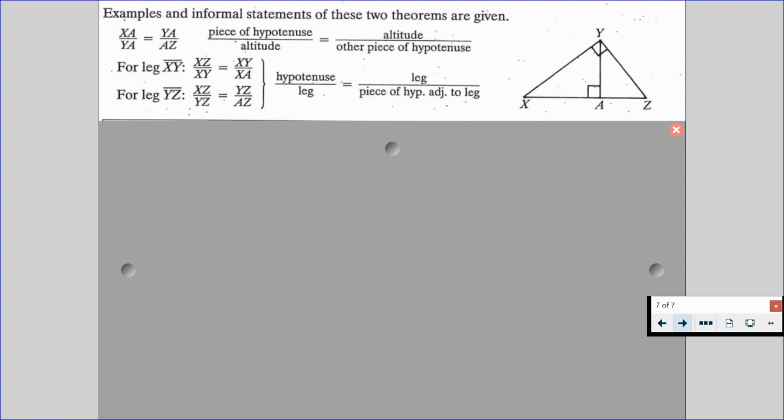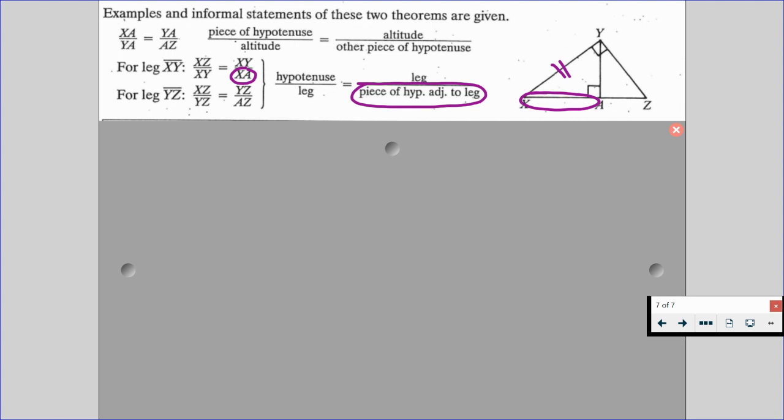So if we're talking about XY, we're talking about XY. We need to find the piece of the hypotenuse that's adjacent to that leg, which is going to be XA. The piece of the hypotenuse adjacent to the leg is going to be XA, because XY and XA share an endpoint. They share X. So they're going to be adjacent to each other.